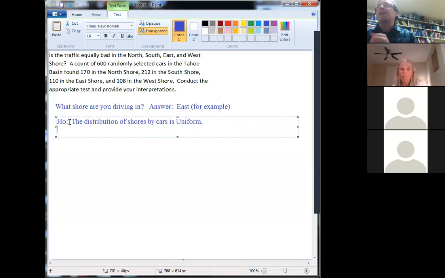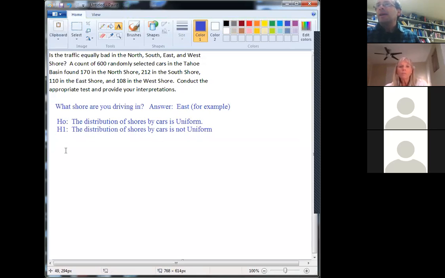Notice, unlike chapters 9 and 10, H naught is a sentence. The distribution of shores by cars is uniform. Now that we have H naught, H1 is really easy. What is the other side of the coin? Any thoughts? The hint is it's very easy. Yeah, not uniform, and the word distribution must be there. The distribution of shores by cars is not uniform.